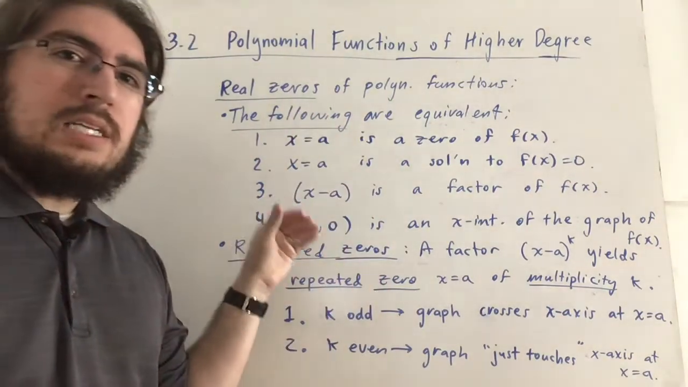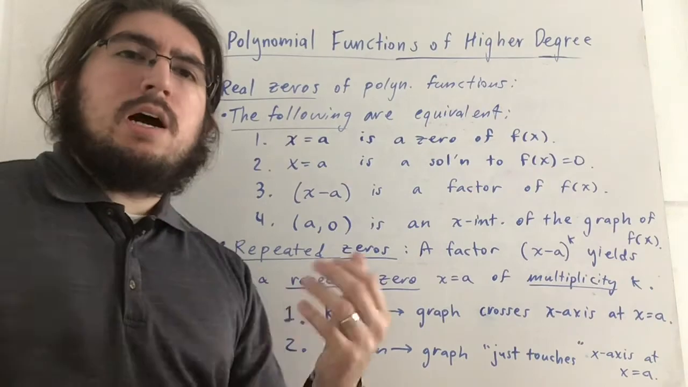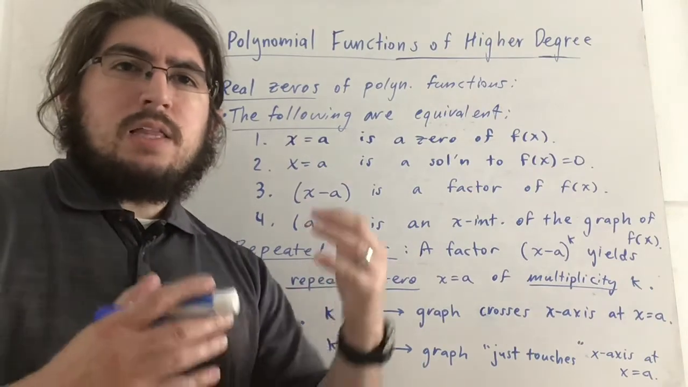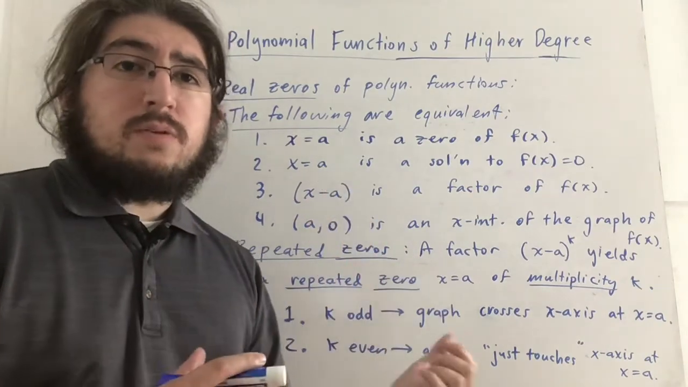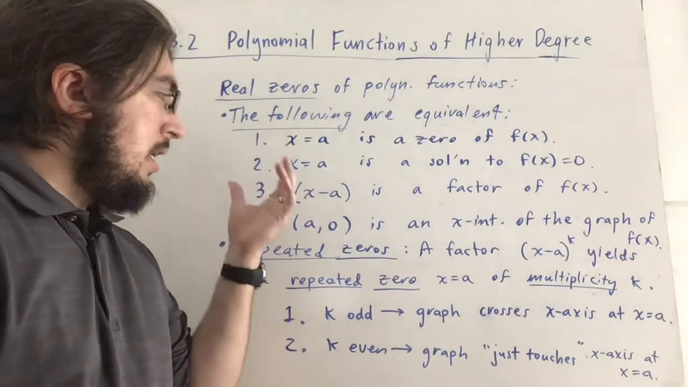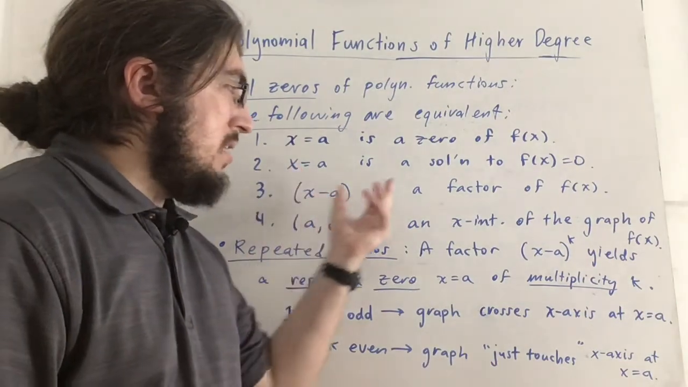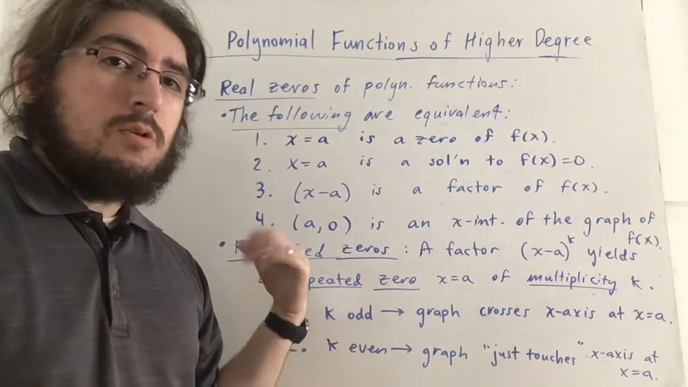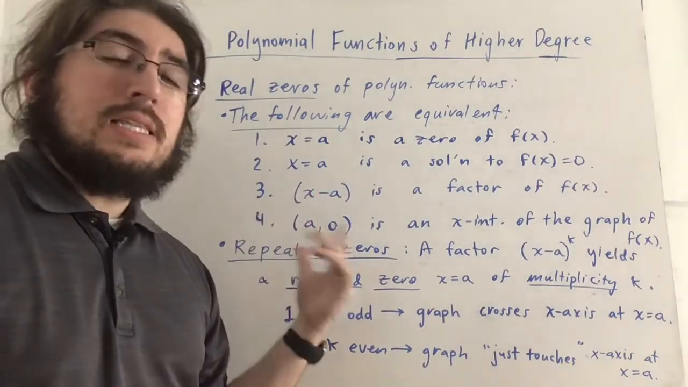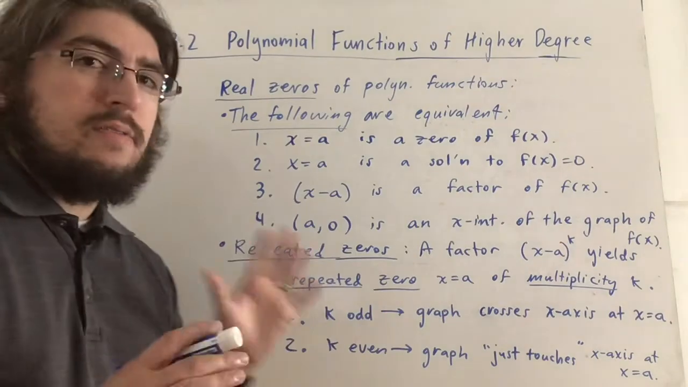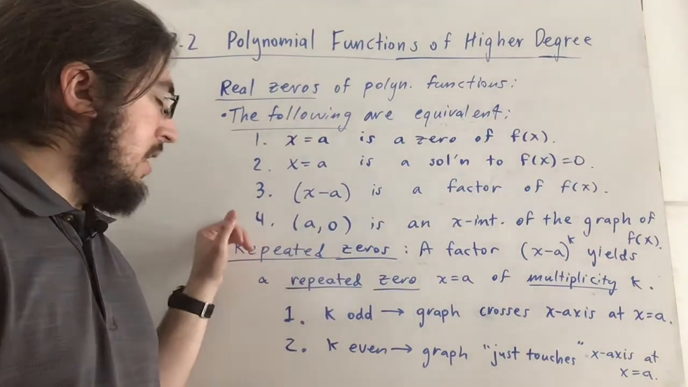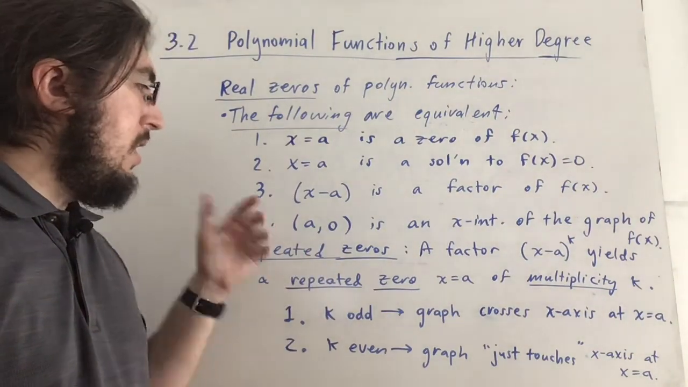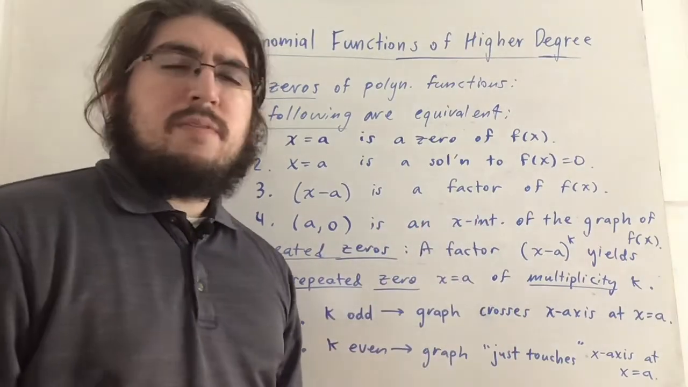The next thing I think is fairly important, and this is kind of what we saw from the last example. We saw that factoring helped us find the zeros. So let me say this. x minus a is a factor of f of x. So if x equals a is a solution or a 0, then x minus that number is a factor. Very, very important. Secondly here, or I guess fourthly here, a comma 0 is an x-intercept of the graph, and we saw that as well.